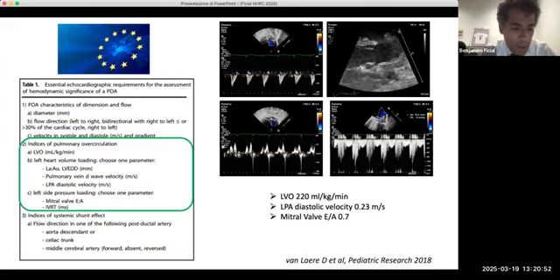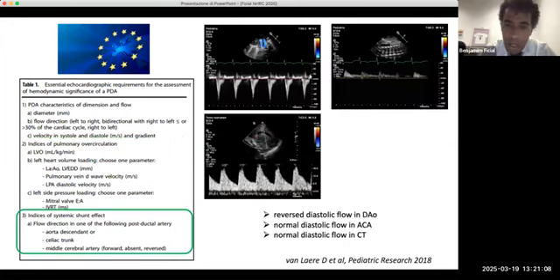There were mild signs of pulmonary overcirculation with an LVO of 220 ml per kilo per minute and LPA diastolic velocity of 0.23 meter per second. And we found diastolic steal in the descending aorta. However, diastolic flow in both the celiac trunk and the anterior cerebral artery was normal. So we decided after this echo to closely monitor the PDA, and we did not start any treatment.